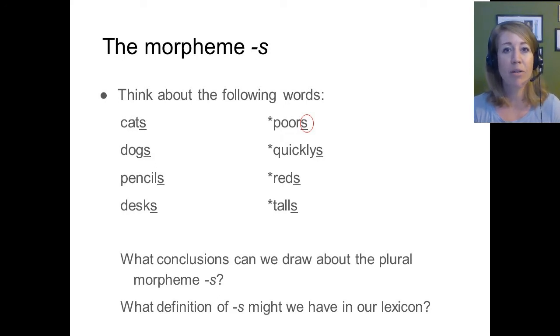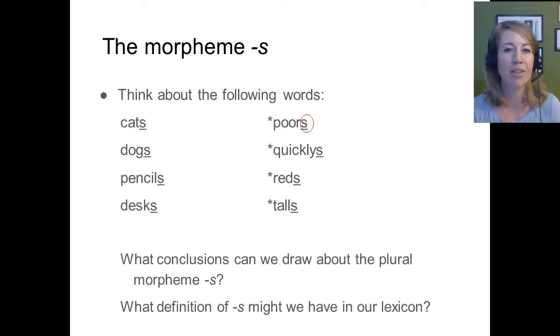And then we have some other words where we've added the S to, but they're not accurate. So pores, quicklies, reds, tails, sorry, talls. Pours has an S, and some of you are already thinking, well, wait, the S works on the word pours, right? He pours himself a glass of milk.